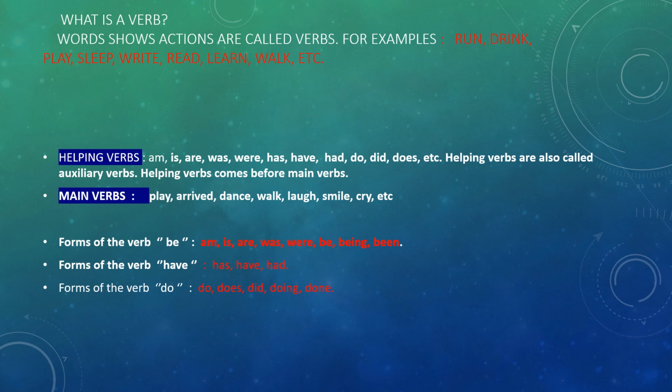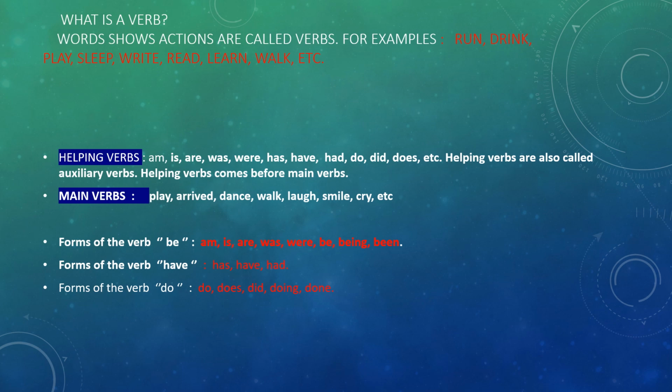Now next, forms of the verb are given here. Be, have, do are the verbs. Be verb is there, have verb is there, do verb is there, and they have forms. It means when be comes in a sentence, we can change be into the forms am, is, are, was, were. You cannot write 'be' there. Instead of be you have to use am, is, are, was. This is the form rule. This will be helpful for your tenses.